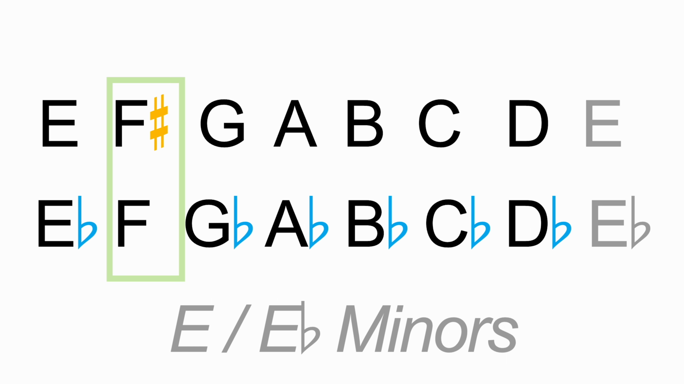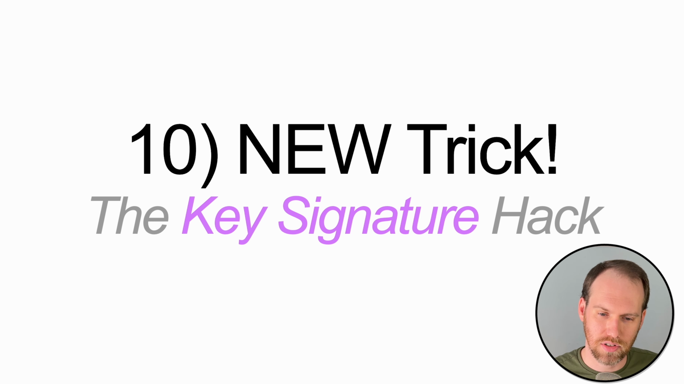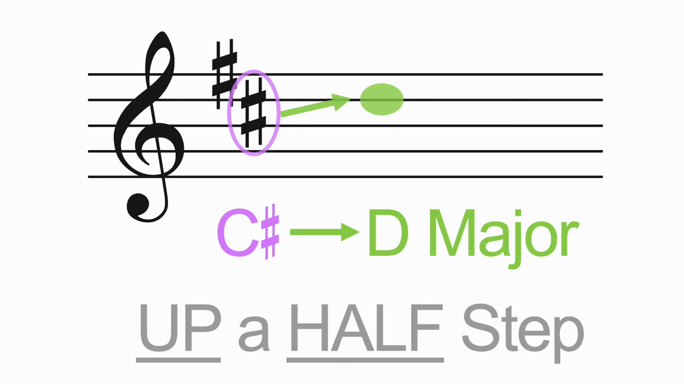Right, so a really useful way to compare the easy ones that you might know really well to the hard ones. And this kind of new trick that I've come up with that I teach my students that you might not know about is a key signature hack. So we'll unpack this. You might know that the trick with key signatures for majors is you're going to go up a half step from the last sharp when you have sharped keys, right? So you take that C sharp, you go up a half step, you get to D major, right?